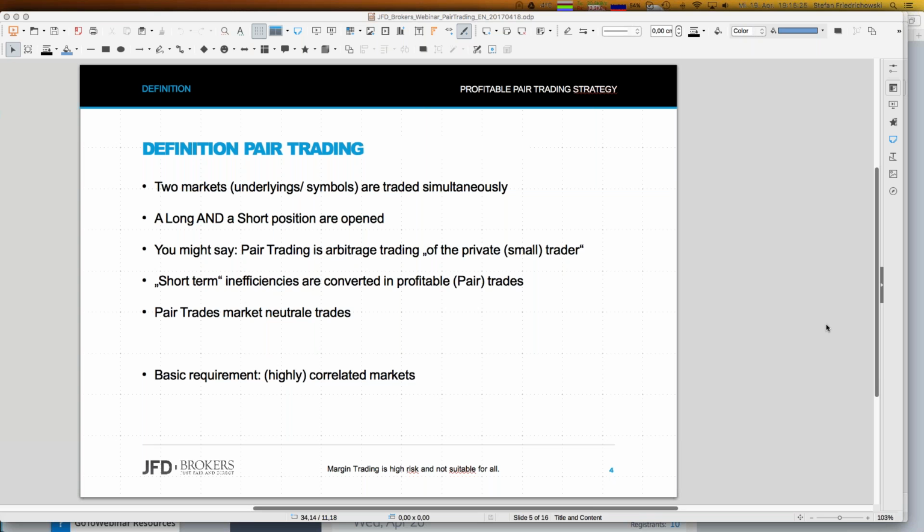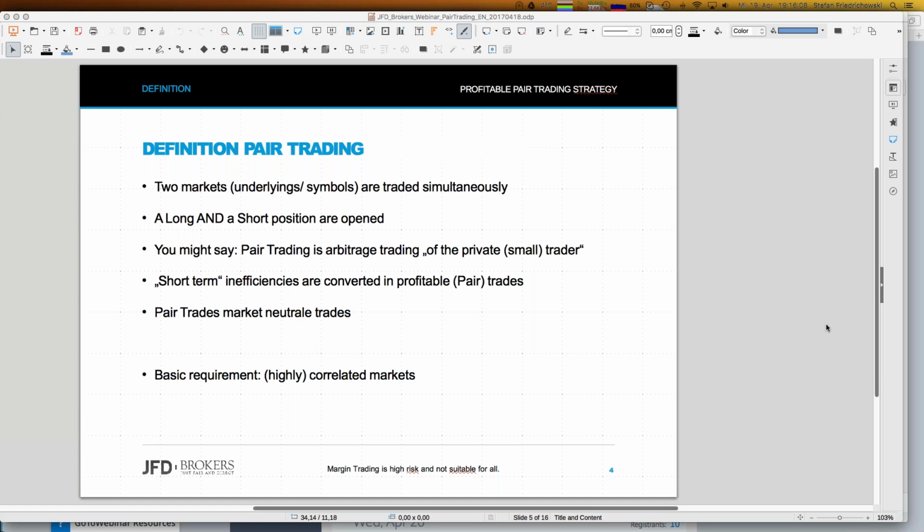The price cannot differ that much, because otherwise the normal market mechanism of those who really buy those kinds of oils physically would bring those two prices together once again. So we have a situation of short-term inefficiencies, and those short-term inefficiencies we can trade and convert into profitable trades. I mentioned once again that those pair trades are always market neutral.